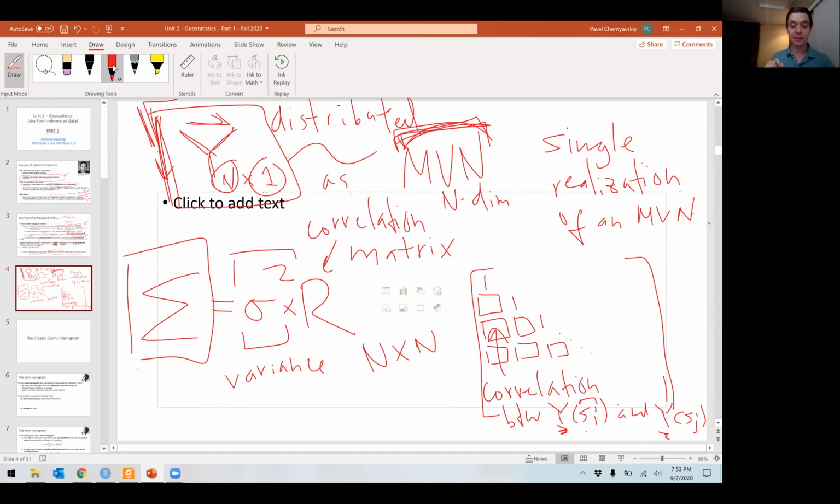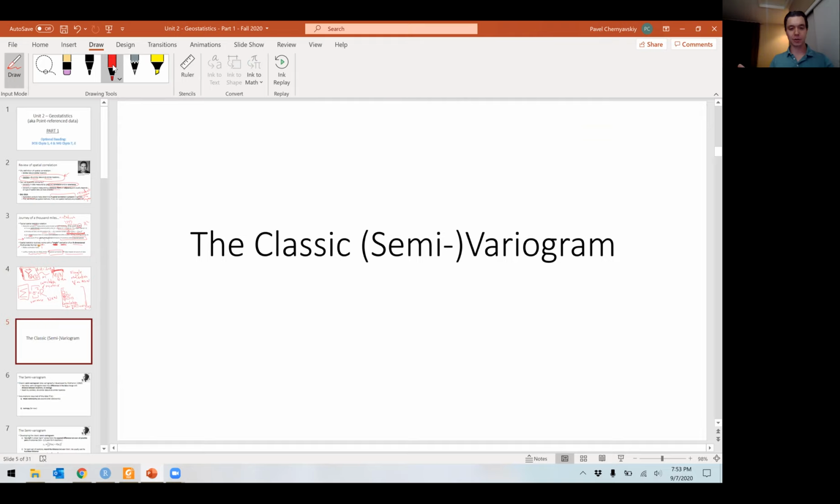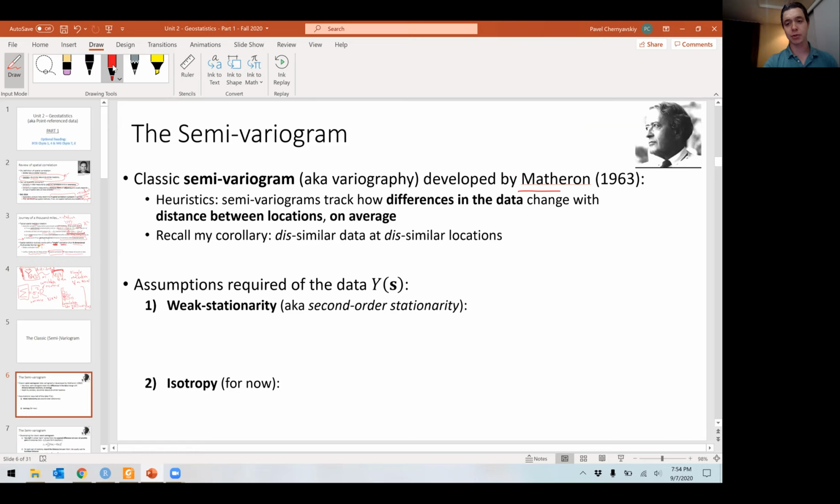For now, let's take a short step back and discuss the classic variogram. The variogram is a relatively old tool. It was first described by Georges Matheron. There's an emphasis on this syllable right here. I don't know, I'll have to check. Maybe some of you can comment. It's been around for a while, and people like to hate on the variogram, myself included. But if you look around the literature, it's still a pretty common tool that is used.